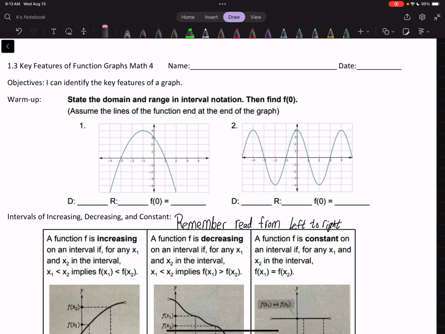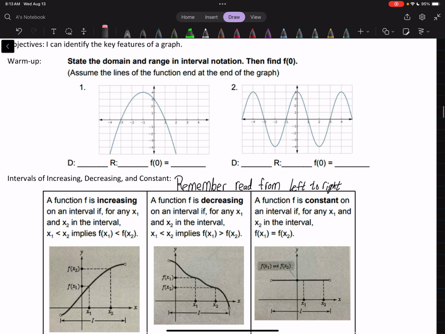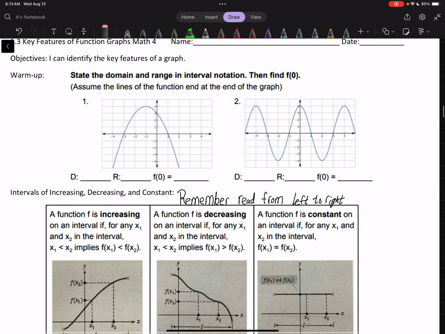Good day. Today we're going to be looking at key features of functions from our graphs. Alright, we're going to state the domain and range of these two functions in interval notation. This is just a quick warm-up to remind you of what we have been doing in the past lesson.